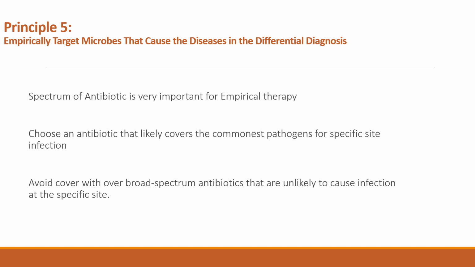Empirical therapy should target the microbes that cause disease in the differential diagnosis. The spectrum of antibiotics is very important. Choose an antibiotic that likely covers common pathogens. Avoid unnecessarily broad spectrum coverage.